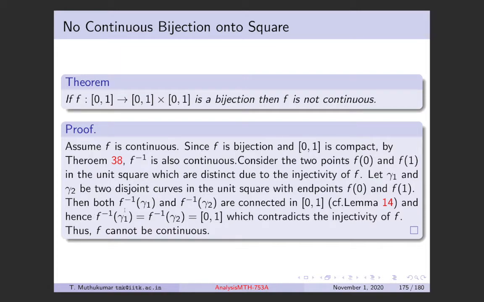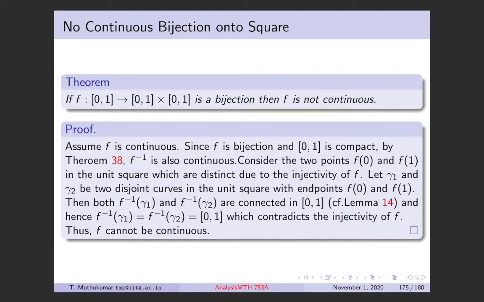Now if you look at f inverse of gamma 1 and f inverse of gamma 2, because f inverse is a continuous function by that previous theorem, and gamma 1 is a path connecting f of 0 and f of 1, and gamma 2 is also a path connecting f of 0 and f of 1, it's a continuous image of a connected set, so it should be connected in [0, 1]. The endpoints are f inverse of f of 0, which is 0, and 1. So these are connected subsets of the interval [0, 1] containing both 0 and 1.